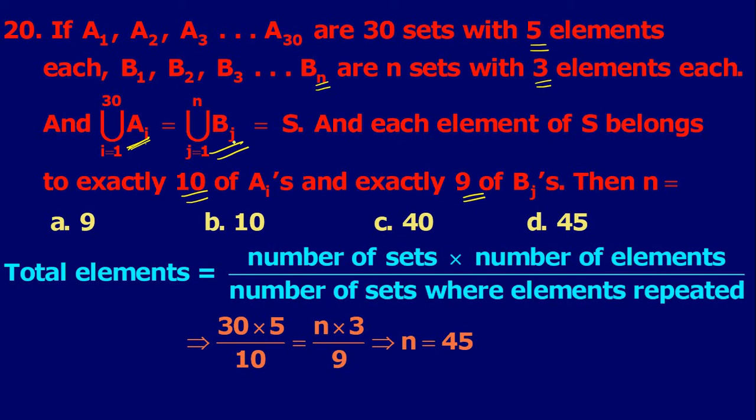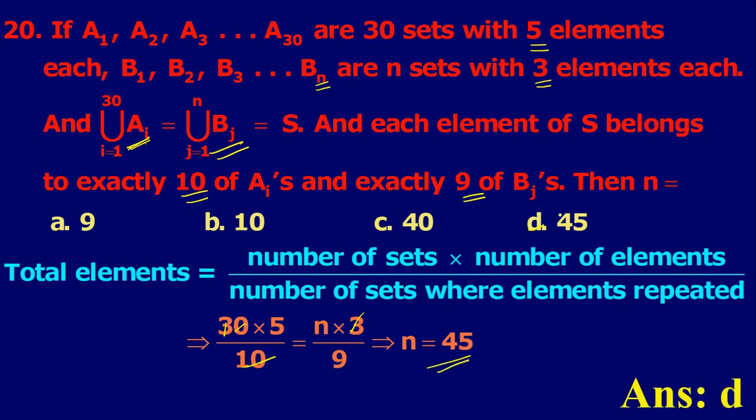But union of A and union of B is the same set S. So therefore total number should be the same here. So 30 into 5 divided by 10 equal to n into 3 divided by 9. Here we can cancel this and here we cancel 3. So remaining is 5 equal to n divided by 9. Therefore n equal to 45.